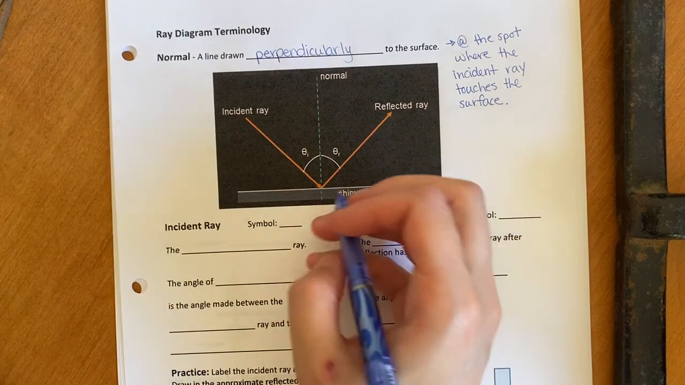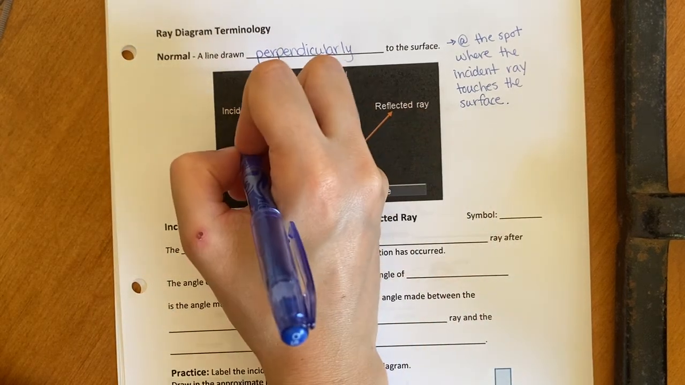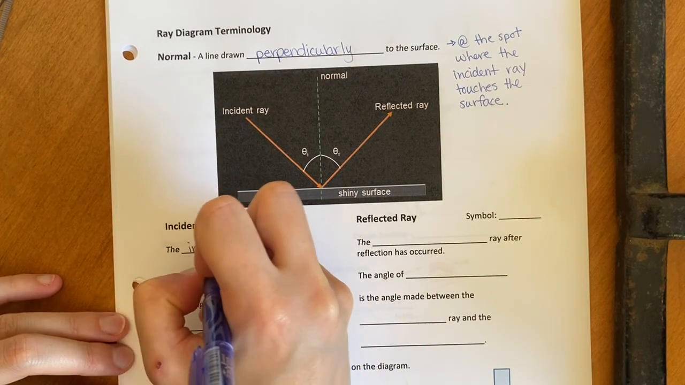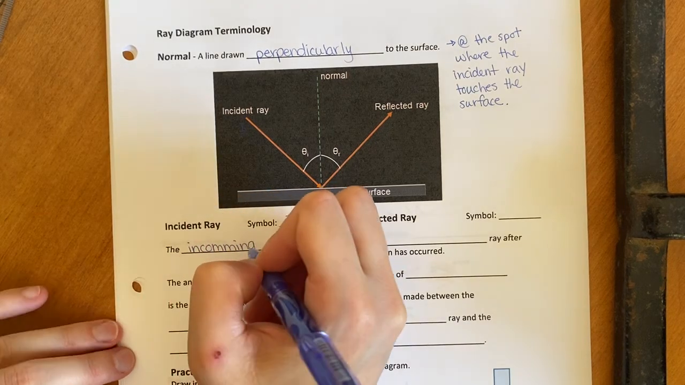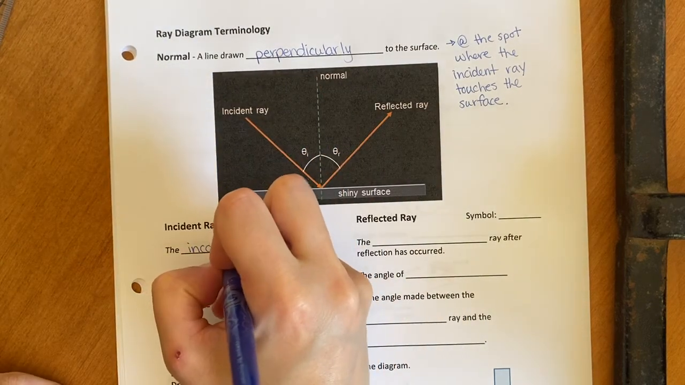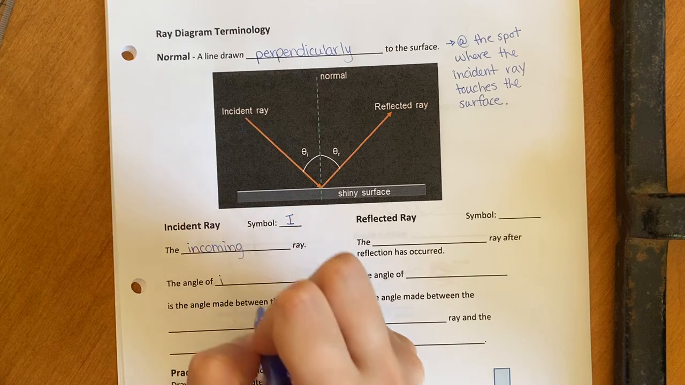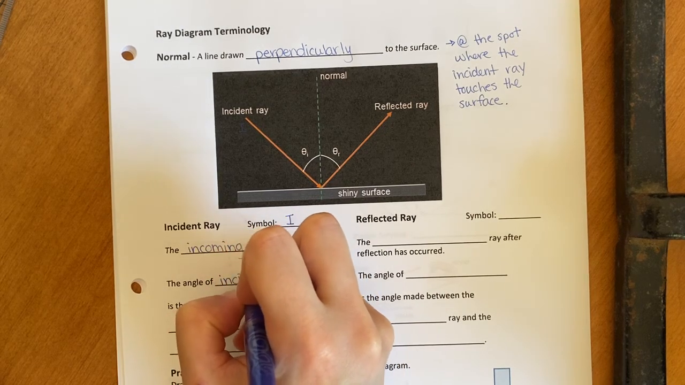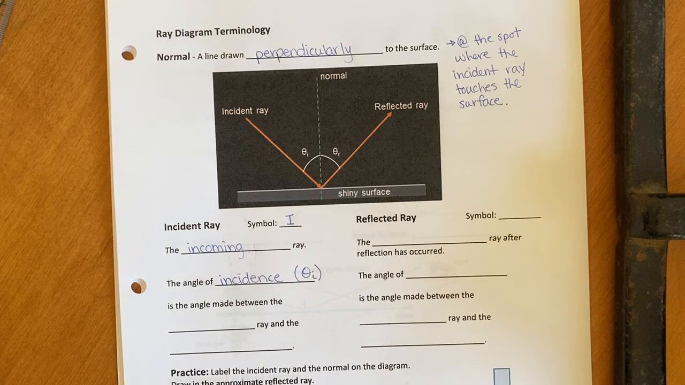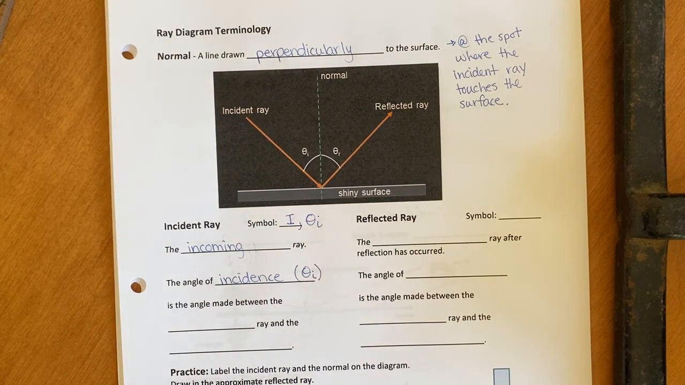So your incident ray, we call this just sort of I. Usually you would just give it an I symbol. So the incident ray is the incoming ray. I think there's only one M in incoming. Sorry. It is the incoming ray. The angle of incidence has the symbol theta with a lowercase i. So the ray gets an I, and the angle of incidence gets a theta i.